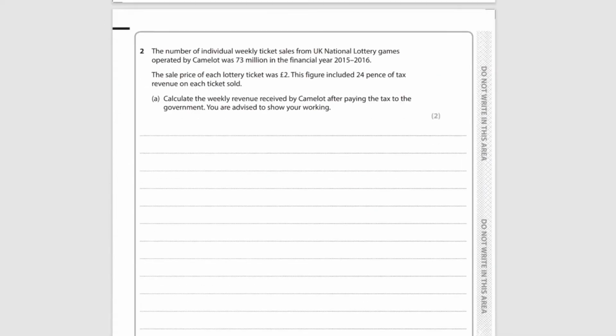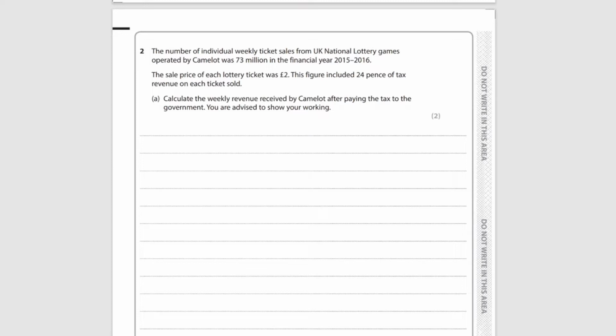The number of individual weekly ticket sales from the UK National Lottery games operated by Camelot was 73 million in the financial year 2015-2016. The sale price of each lottery ticket was £2. This figure includes 24 pence of tax revenue on each ticket sold. Calculate the weekly revenue received by Camelot after paying the tax to the government. You're advised to show your working.